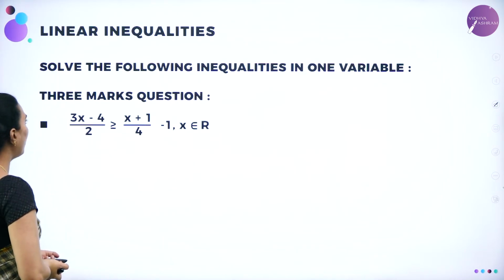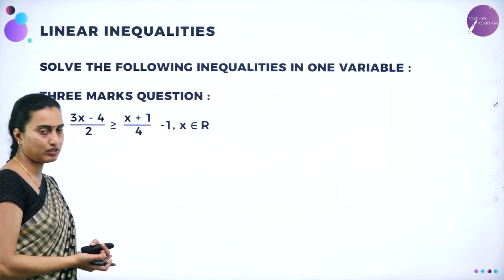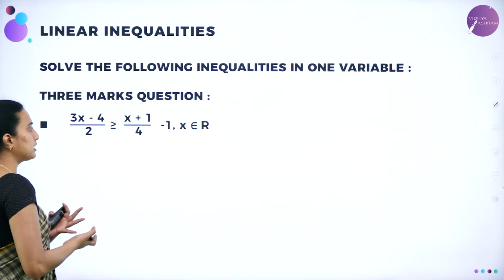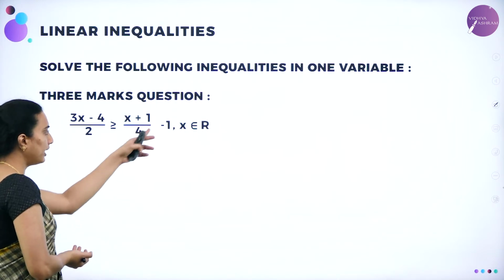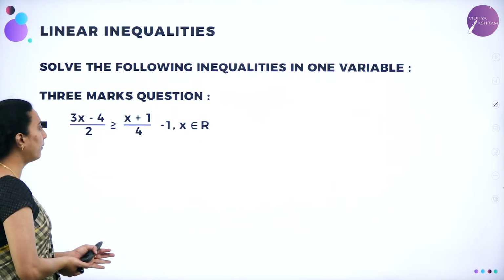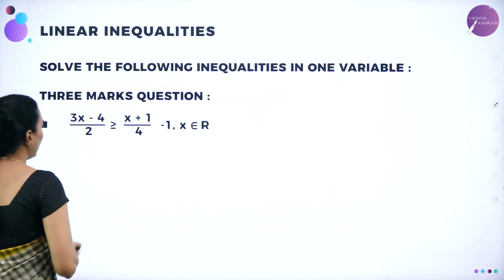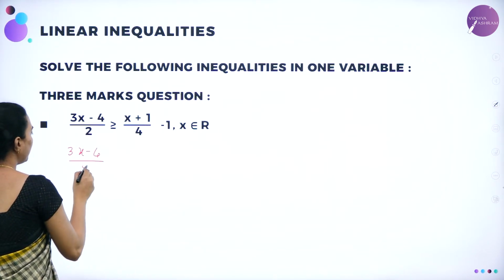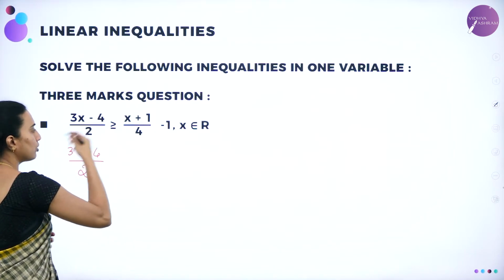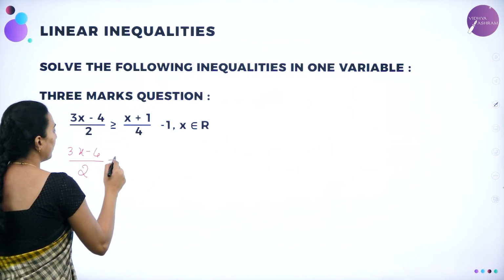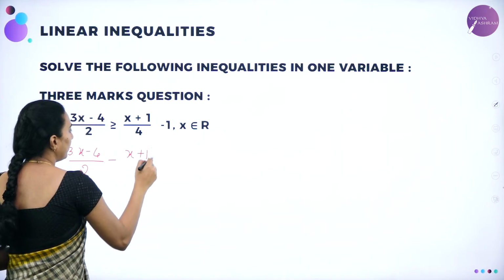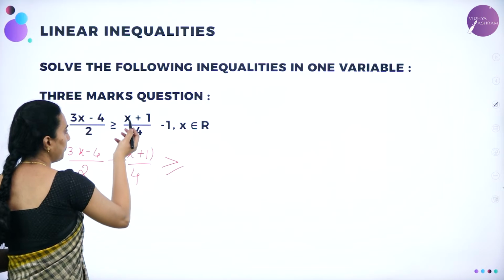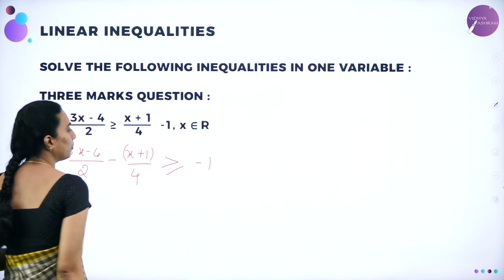We'll move on to the next problem, which is a 3-marker question. Here they have given (3x minus 4) divided by 2 is greater than or equal to (x plus 1) divided by 4 minus 1, where x belongs to real numbers. Now let me take the LCM. I am going to subtract (x plus 1) divided by 4 on both sides, so it becomes negative (x plus 1) by 4 on the left, and on the right it will get cancelled, leaving only minus 1.